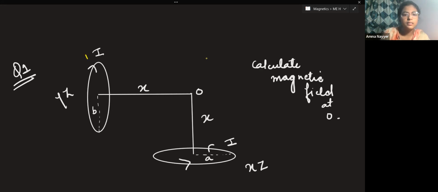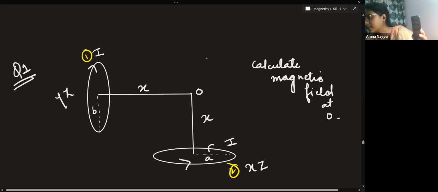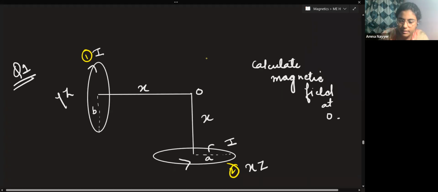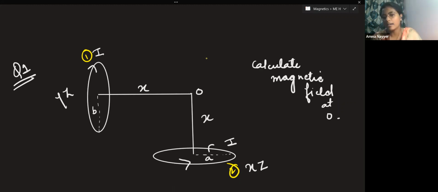This is one, this is second. So this is kept in YZ plane, like this, and the other one is kept like this. Fine, this is the way it has been kept. So this is a circle whose radius is b. This is another circle in xy plane whose radius is small a. Both have the separation of their axes to the point of calculation as x only.